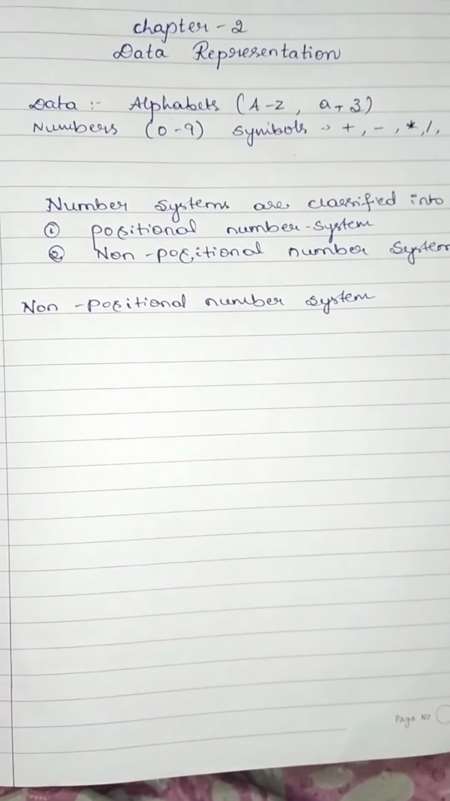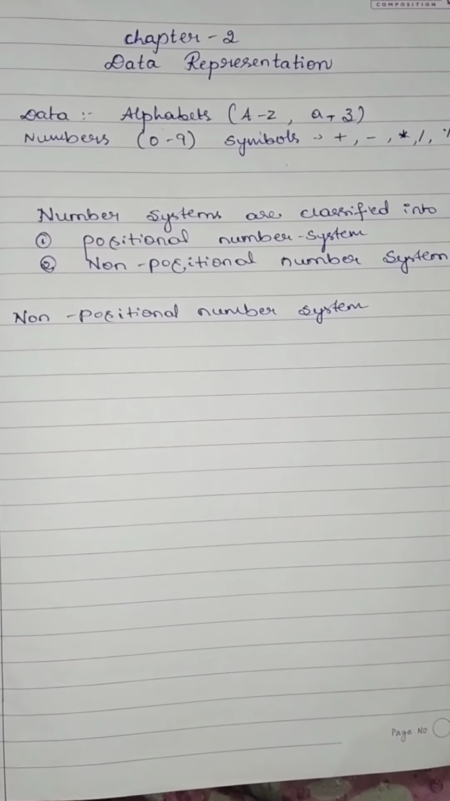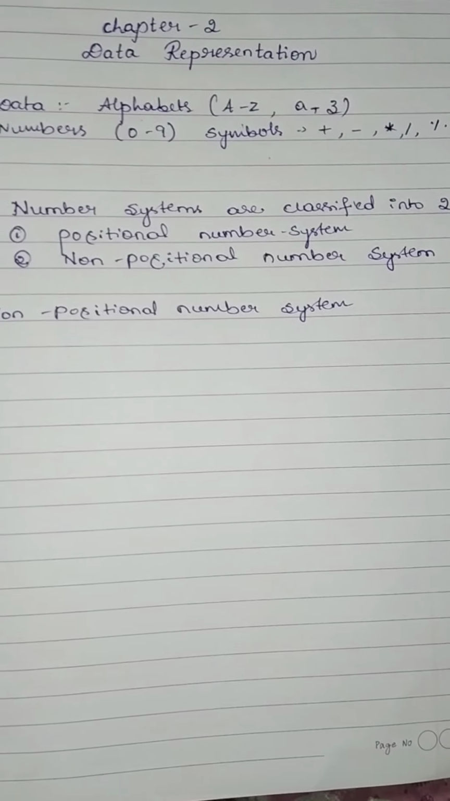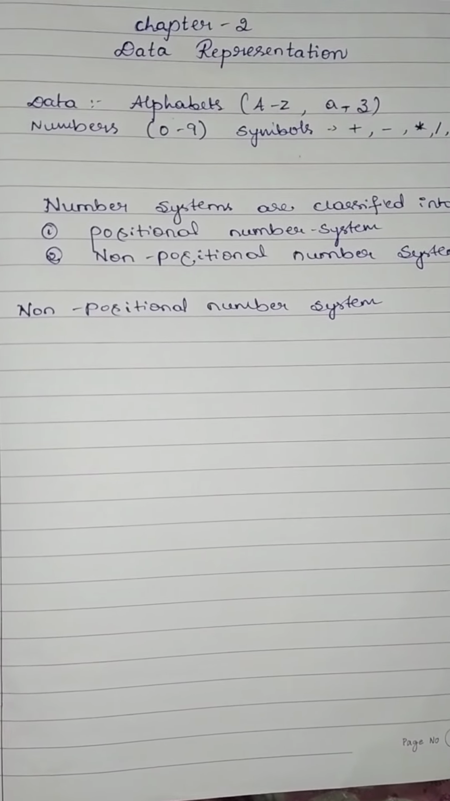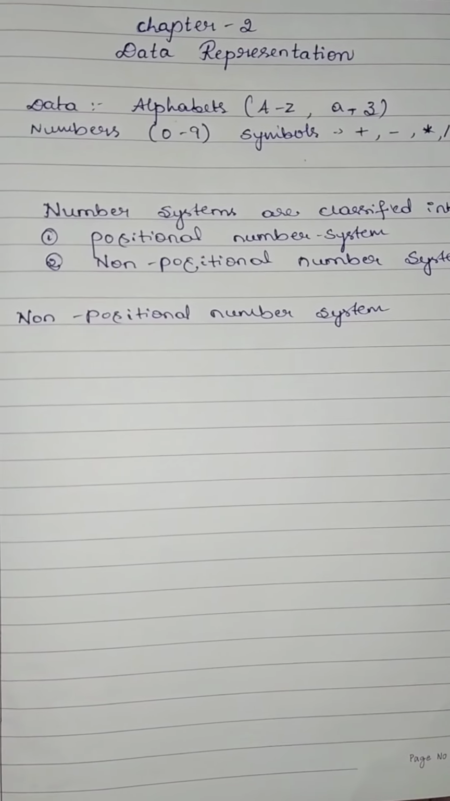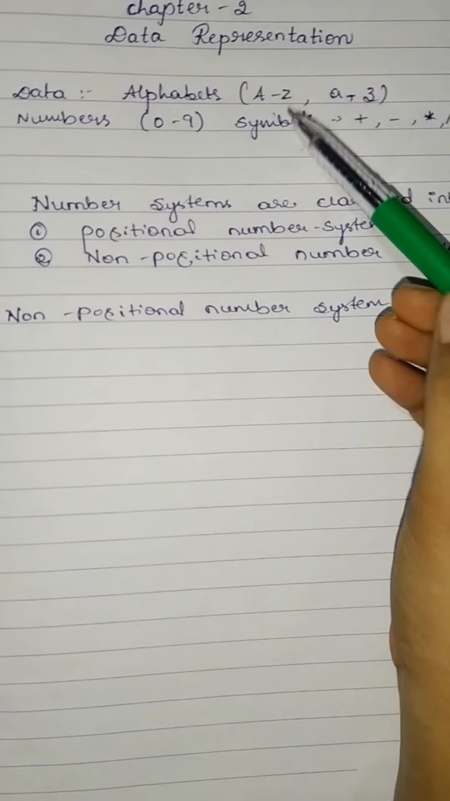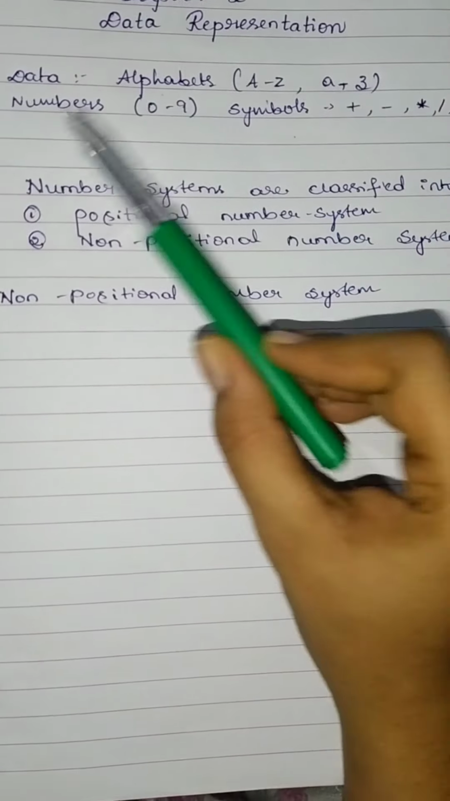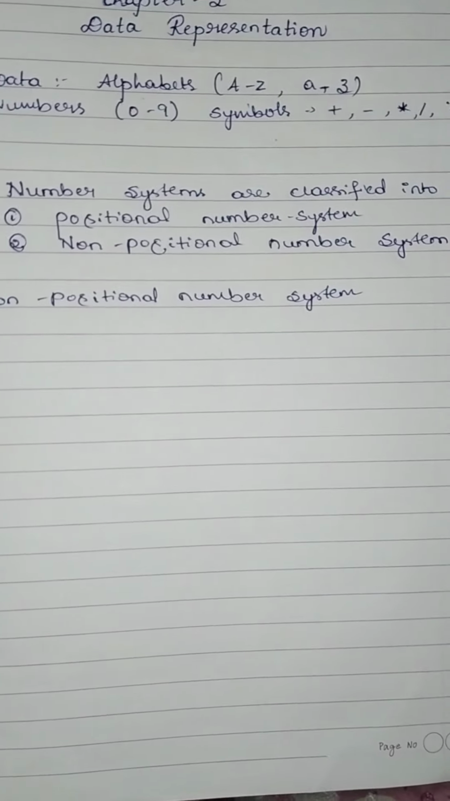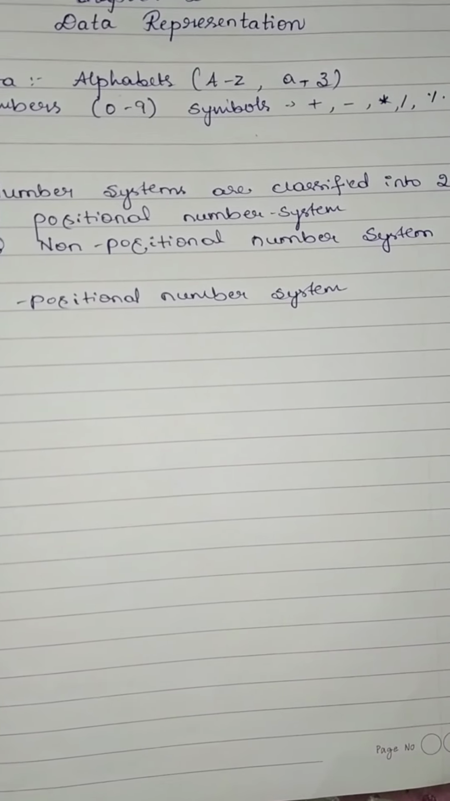Hello students, the second chapter of your computer science is data representation. As you all know, what is data? Data can be anything. It can be alphabets, numbers, symbols, or even audios and videos. Alphabets include A to Z and small a to z, and numbers represent 0 to 9. Symbols can be plus, minus, multiplication, addition, subtraction, like that.